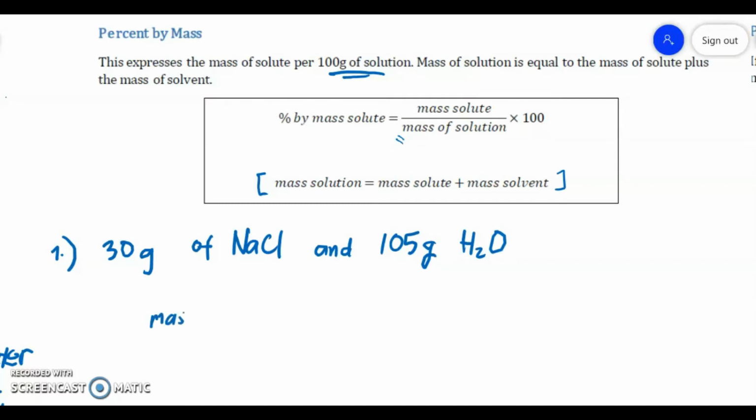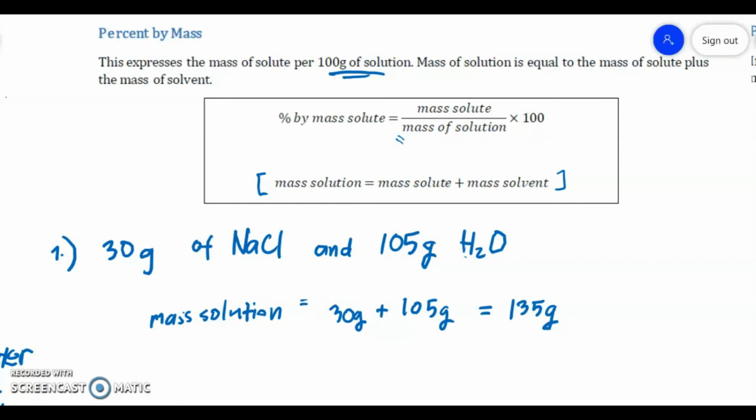What is the mass of the solute? Our solute here is the salt, the NaCl. We have 30 grams plus the mass of the solvent. As I said before, the solvent is usually given. We have water as the solvent, so we have 105 grams. So the mass of solution is 135 grams.